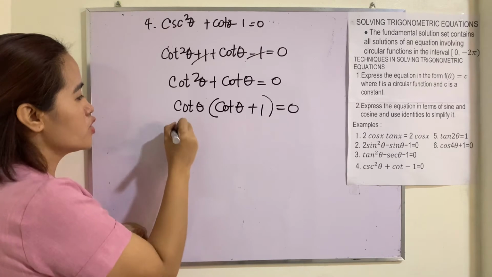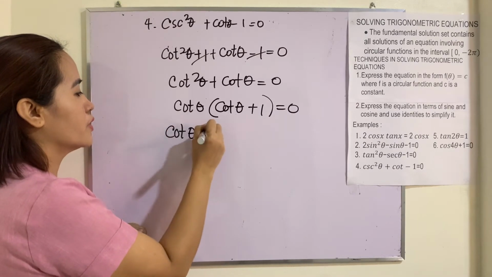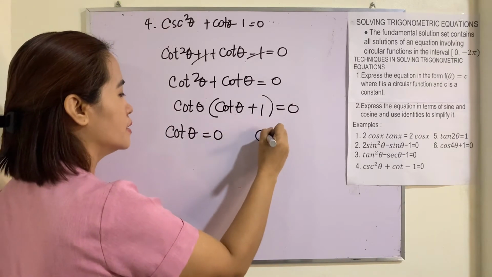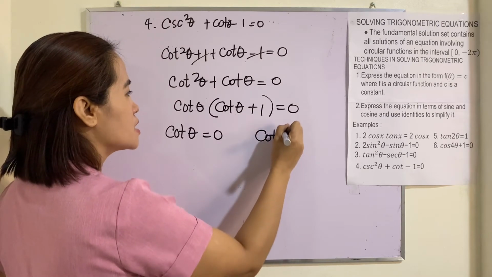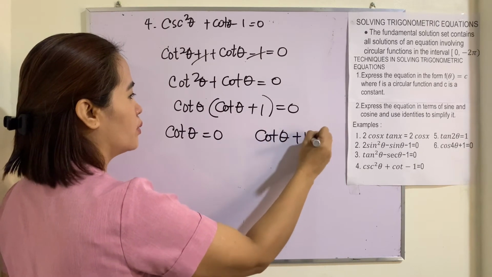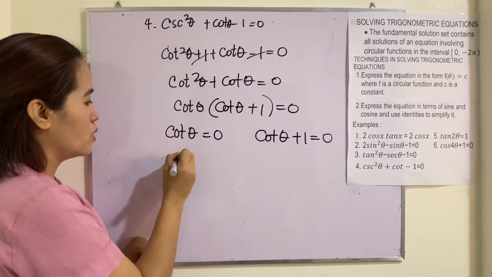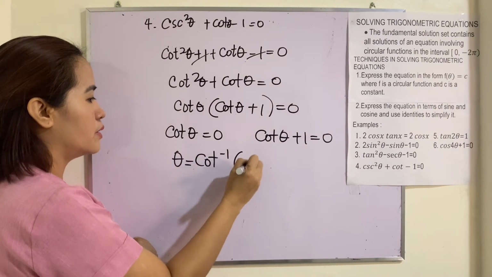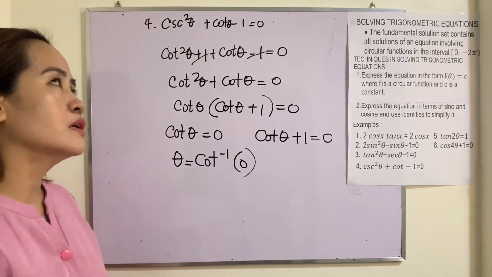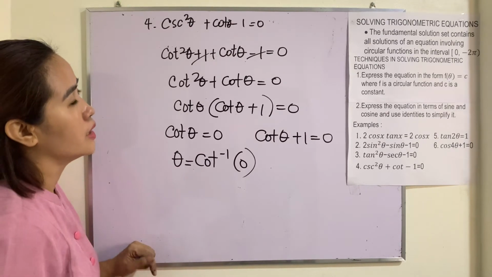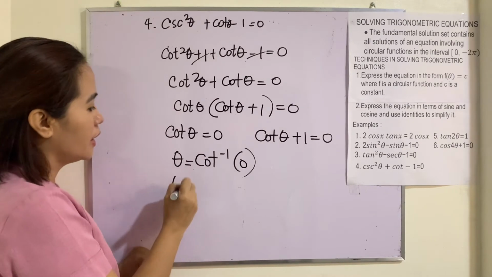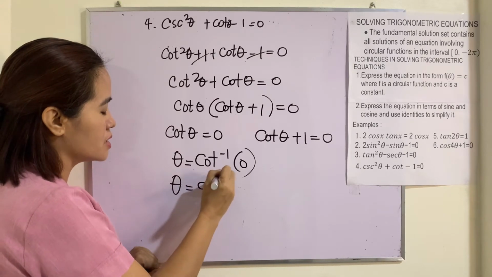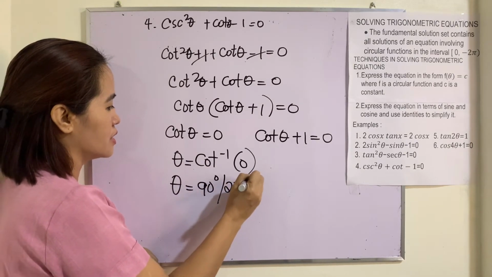So equating each factor to 0, cotangent of theta equals 0 and cotangent theta plus 1 equals 0. So theta here is arc cotangent 0. I know that cotangent is cosine over sine. Cosine is 0 in, of course, 90 degrees and 270 degrees.